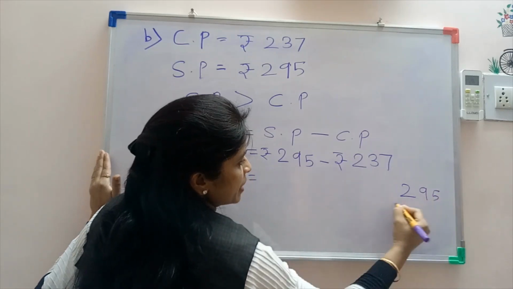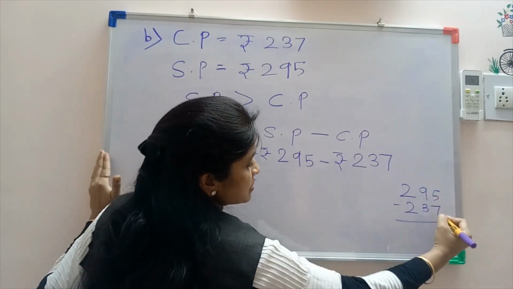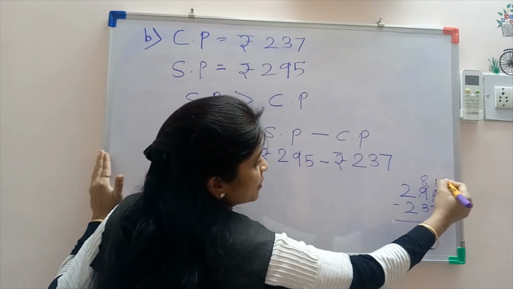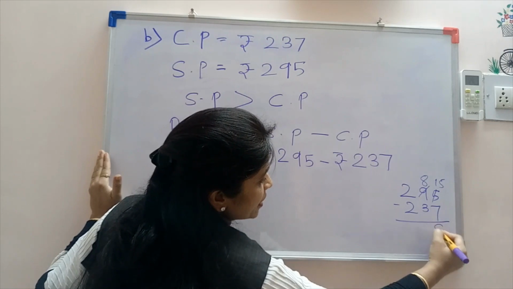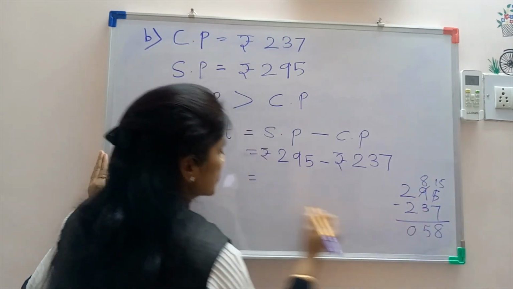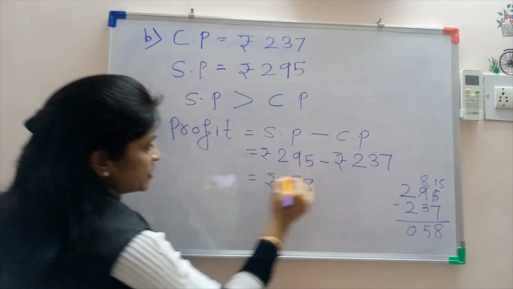Now we will do the subtraction here. 295 minus 237. 5 is smaller than 7, so we will regroup the number. 15 minus 7 is 8. 8 minus 3 is 5. 2 minus 2 is 0. So 58 is nothing but the profit.